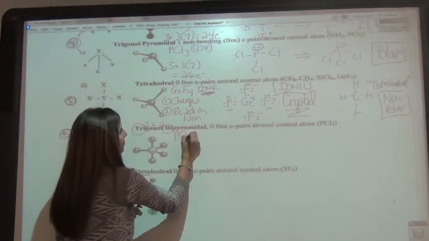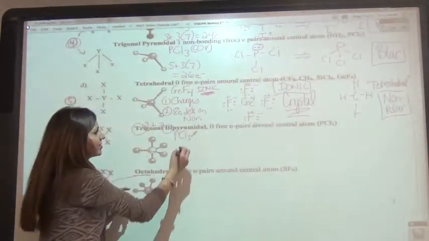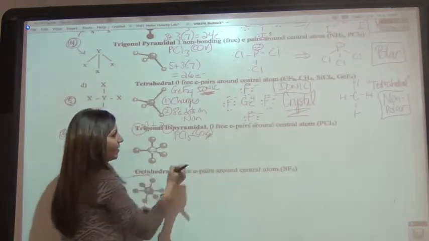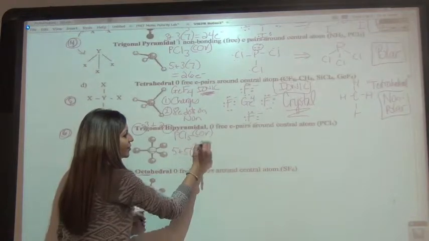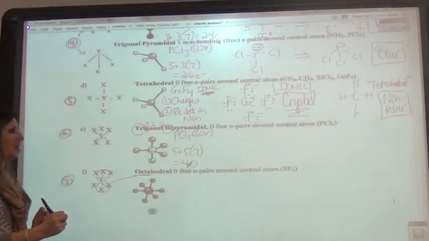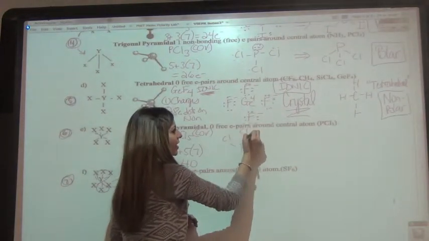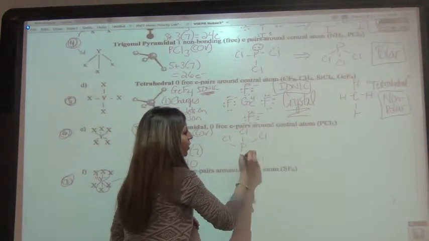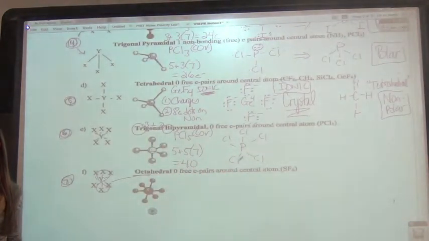PCl5. We already did P and Cl, and so we said that it would be covalent. So this is going to be covalent again. So P has 5 and each Cl has 7, so 7 times 5 is 35 plus 5 gives us 40 total electrons. Put your P in the middle and now let's do our Cls. What do you know is wrong already?